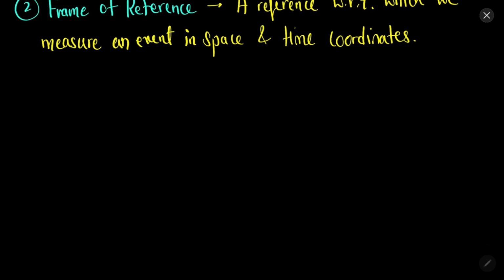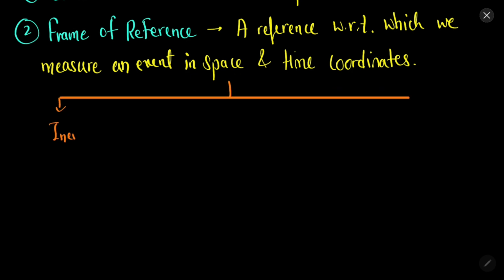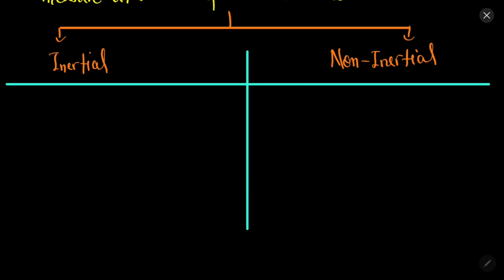Now there are two types of frames of reference. One is called the inertial frame of reference and one is called the non-inertial frame of reference. So the inertial frame of reference is the frame of reference whose acceleration is 0. A non-inertial frame of reference is a frame of reference whose acceleration is not zero.